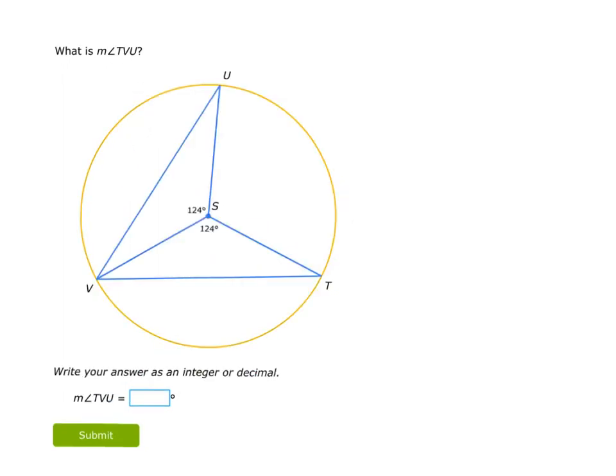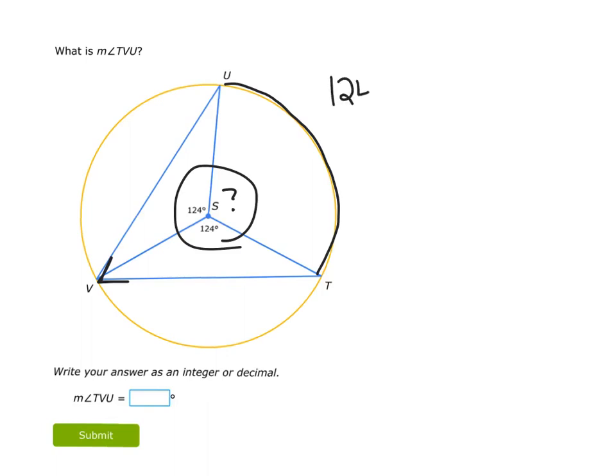And this problem here says, what's the measure of TVU? In order to find this angle, I could try the same thing, where I find the intercepted arc, and then I take half of that. In order to find the measure of this arc, if I knew what this angle measure was right here, it would be the same thing. And I know that all of these together have to be 360 because all 3 are going to be in a circle. So to start off with, I'm going to say 124 plus 124 plus whatever that other angle is, that has to be 360 degrees.